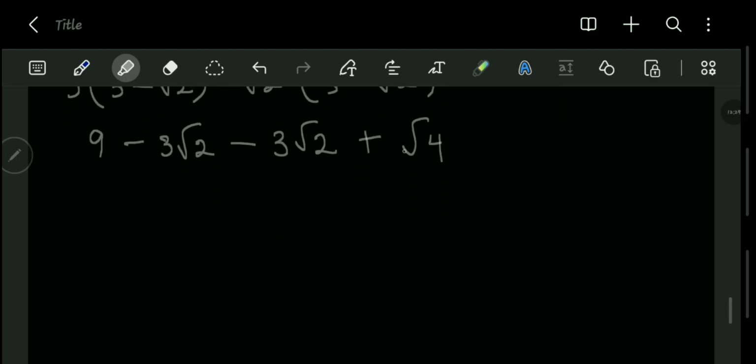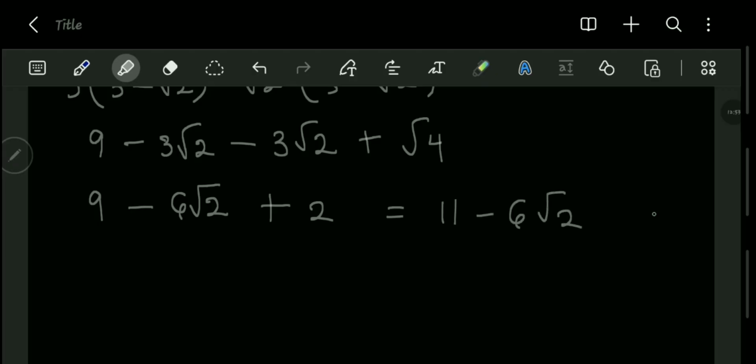So I'm having like terms here, right? These are like terms. So I'm having the coefficients together: minus 3 minus 3 gives me minus 6√2. Are you with me? Then plus, this is a perfect square, I'm having 2. So I'm adding the constants together: 9 plus 2 gives me 11 minus 6√2.